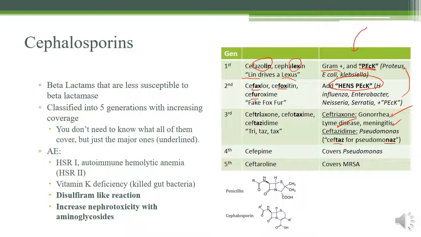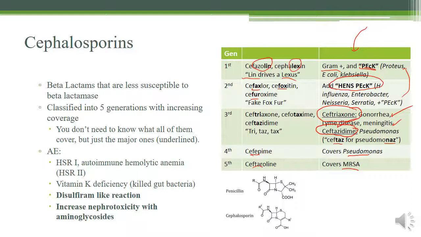Another one that you could also remember is going to be cefepime. Cefepime is also used for Pseudomonas. Or finally the fifth generation, which is going to be ceftaroline, and that covers MRSA. Right? But the most important ones, the most commonly asked, are going to be ceftriaxone, and then occasionally ceftazidime.